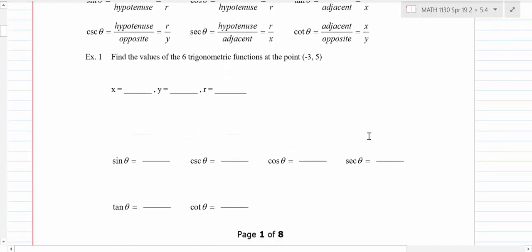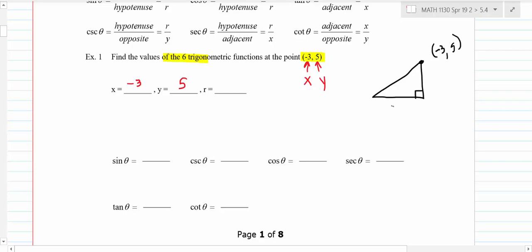The first thing I want to show you how to do down at the bottom of the page is if you have a point on a circle, that's just some point, then we can find the values of the 6 trig functions easily by doing this. So basically I'm giving you x is -3. I'm giving you y is 5. So you've got to find r. Remember, what you really have is a point on the circle, which is like this, -3, 5. So this value is x, that value is y, that value is r.